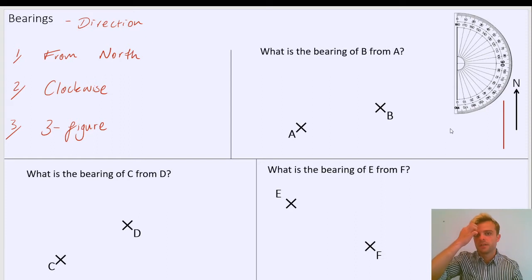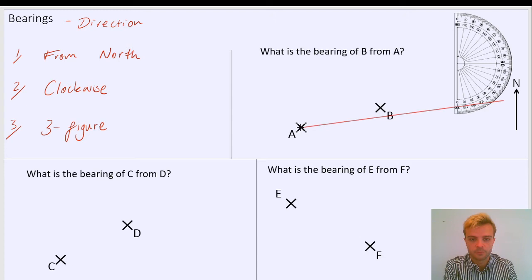So let's do one. This question here is, we've got 2 points, A and B, and we're being asked, what is the bearing of B from A? Now, the first thing is we have to be really careful about the phrasing of the question. We want to know the bearing of B from A, which means we're going from A to B. So the first thing we'll do is draw a line connecting A and B. Now, normally you do this with a pen and paper, but I'm just going to do the best I can with showing you how to do it on screen.